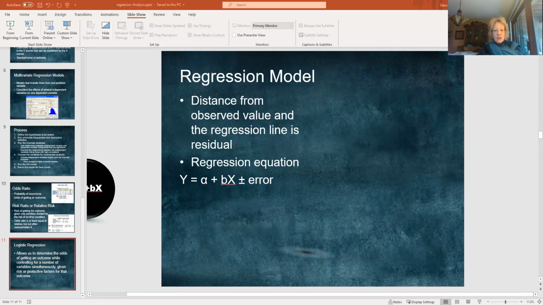So our regression model is the distance from the observed value, each little dot on the scatter plot, and the regression line. And your regression equation, again, is Y hat equals alpha plus beta X plus or minus the error.